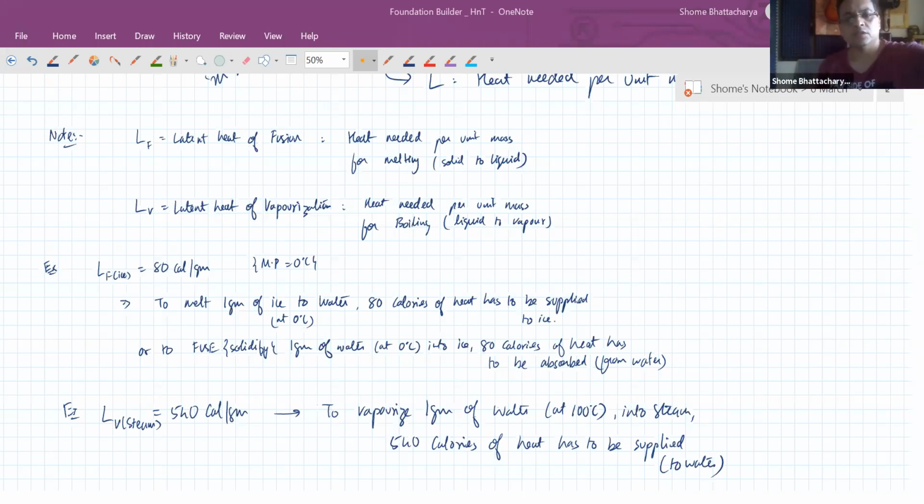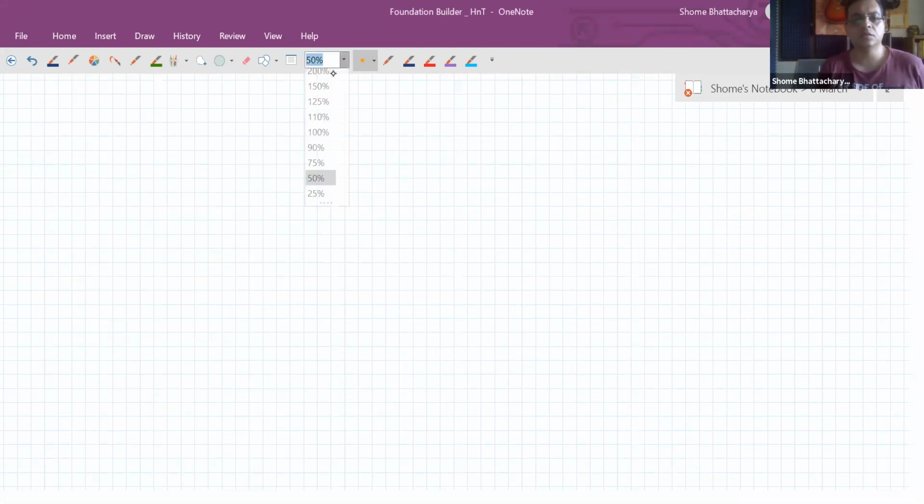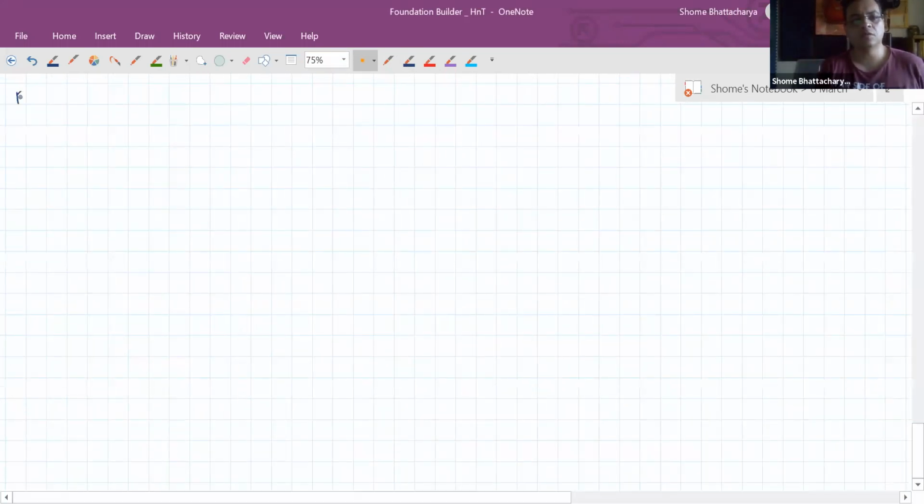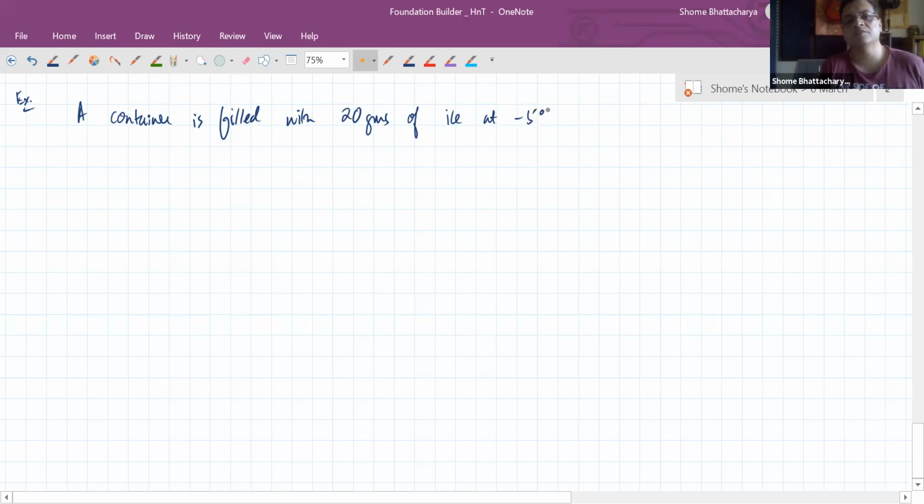Okay, so now let us understand an example which involves both temperature change and state change. So for example, we have a situation like this, that a container is filled with, let's say, 20 grams of ice at minus 5 degrees C, okay, and left exposed to atmospheric air at 25 degrees C.